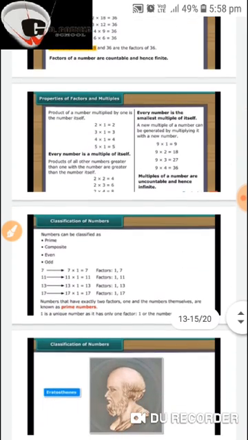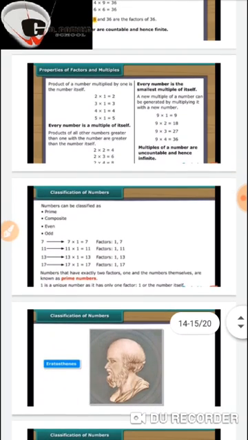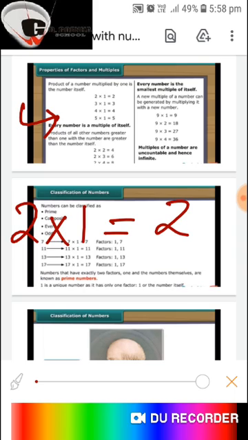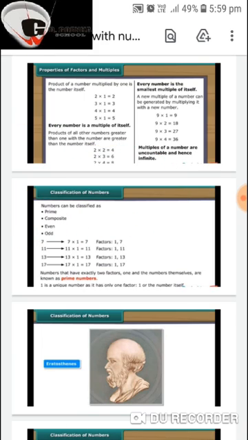Now let us look at the properties of multiples. The first property of multiples is that every number is a multiple of itself. For example, if you see the number 2, you can say that 2 multiplied by 1 is equal to 2. So we can say that this 2 is a multiple of itself, that 2 is going to be in its table. This is the first property of multiples.